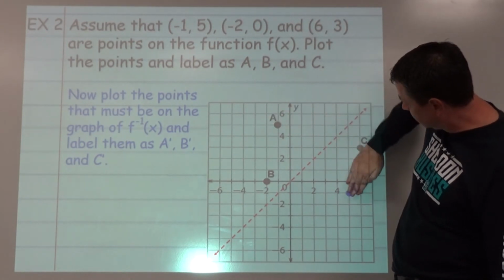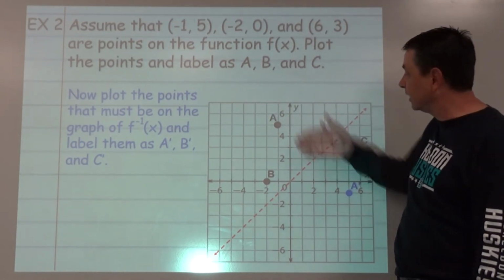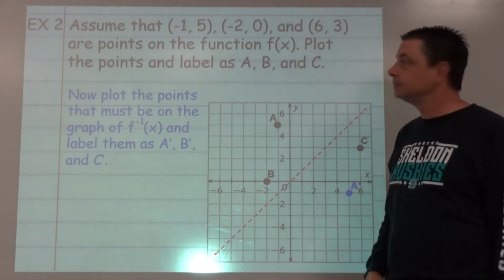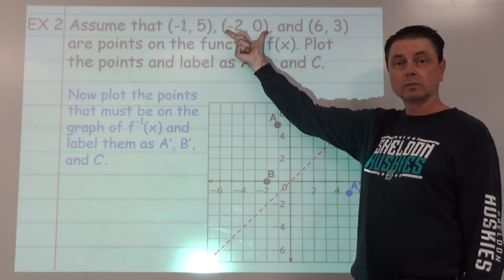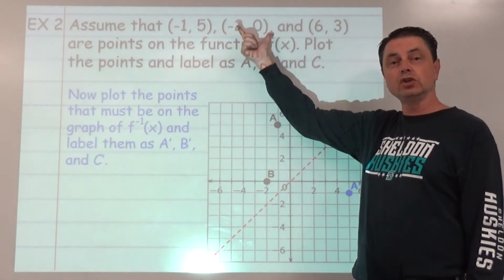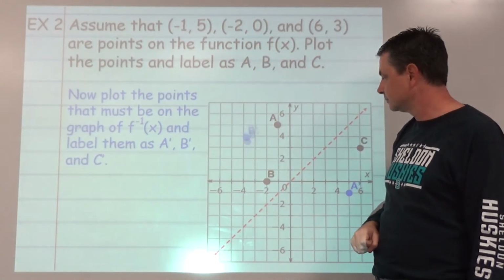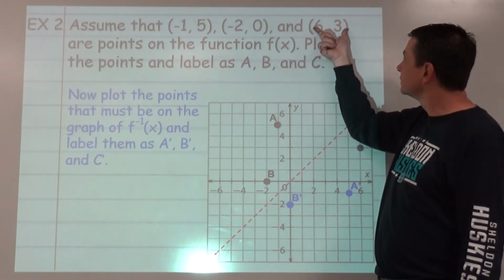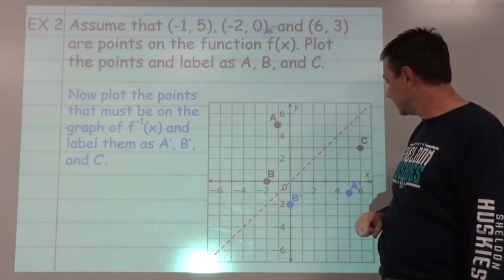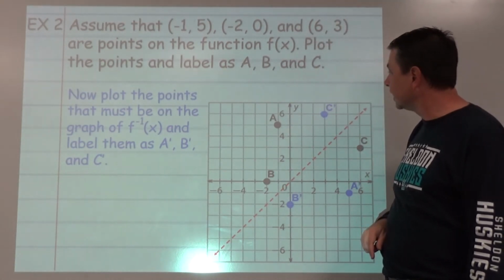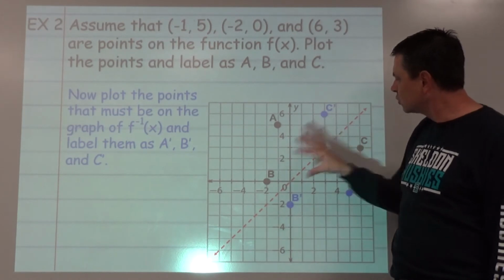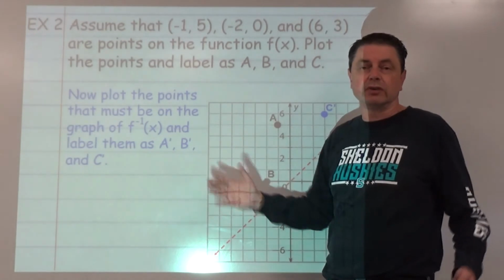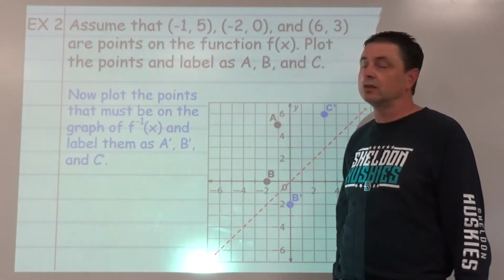It is a reflection. But it's probably easier to locate it than just thinking of that reflection. So 5, -1. 0, -2. Switch the x and the y. 3, 6. Switch the x and the y. So those are our points on the function. We don't exactly know what the function looks like, but we don't need to generate those points.